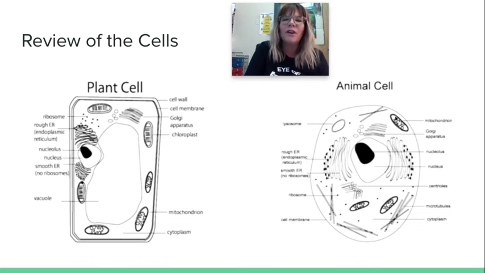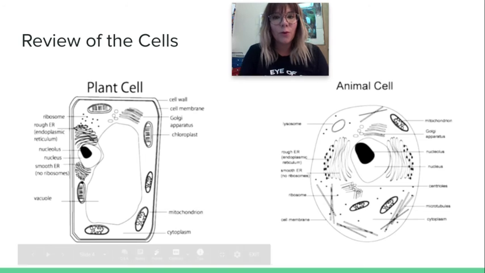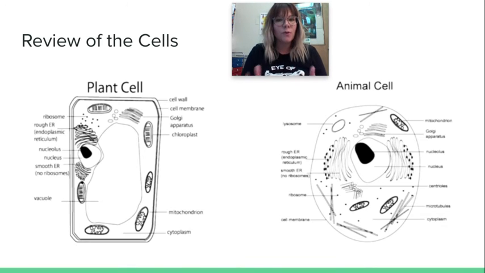This is your mitochondria. Now you have mitochondria in both plant and animal cells. Here it is in the animal cell. Here it is in the plant cell. And that's because both animals and plants go through cellular respiration. That's right. If you didn't know that, memorize that. Plants, photosynthesis; humans and plants, cellular respiration.